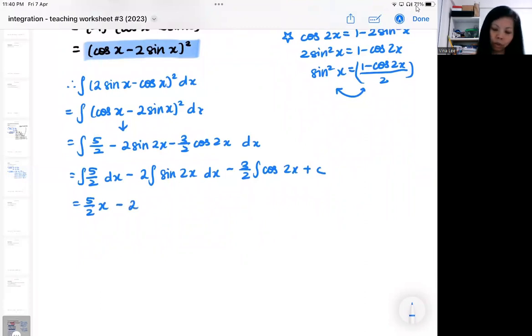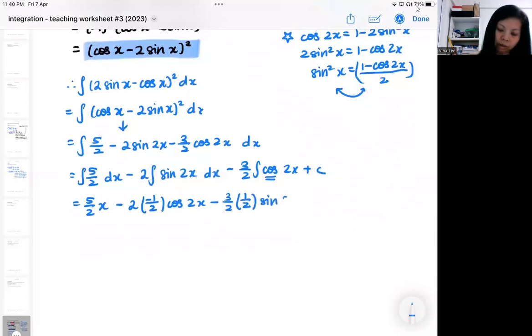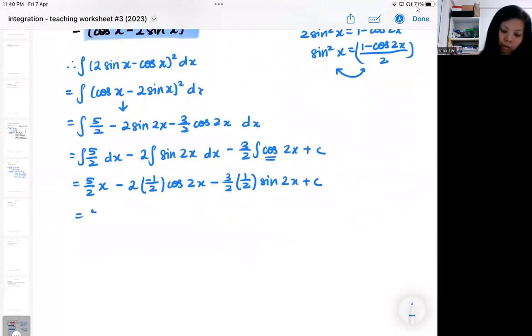Integrating a sine 2x, that is in your basic trigo integration formula. So you will get minus 1 over 2 cosine 2x. Integrating cosine, you will have 1 over 2 sine 2x. So that everything is integrated. So you reduce it to something that you have some formula to integrate, or else you actually couldn't integrate.